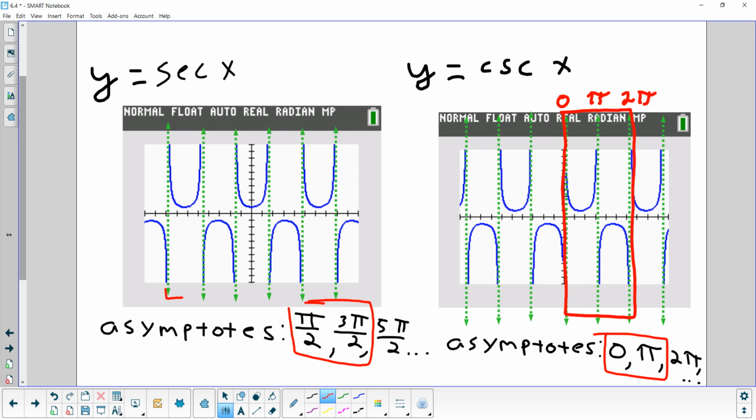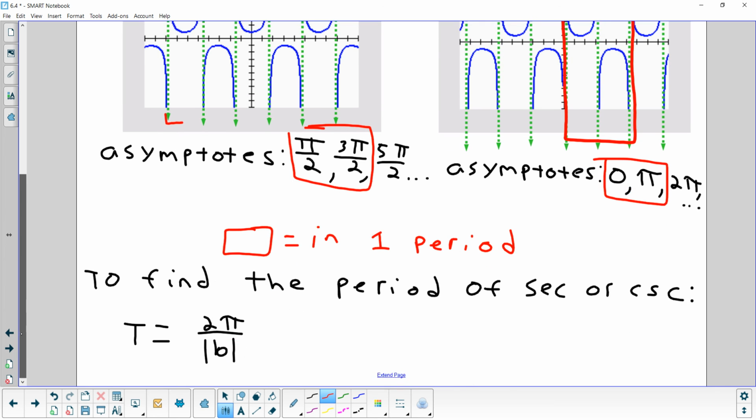What is the distance from the left edge of that box to the right edge? Nick? 2 pi. 2 pi. So secant and cosecant have the same period as sine and cosine. So to find the period of the secant and the cosecant, it's 2 pi. Technically, it's over the absolute value of b, because when you're finding the period length, it is a length. You should not give me a negative number, ever, for the length of the period.